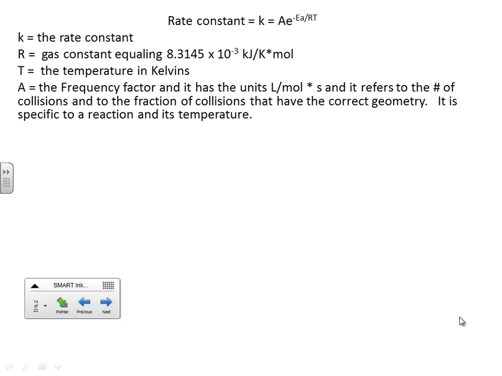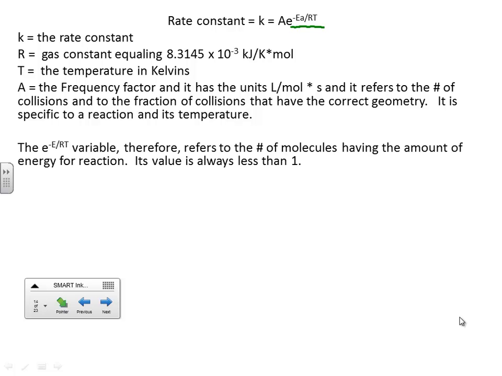In this equation, k is the rate constant, R is the gas constant, T is the temperature, and A is something called the frequency factor. And the frequency factor is particular to a specific reaction at a given temperature. This variable in the Arrhenius equation, the e with the exponent, refers to the number of molecules having the amount of energy for a reaction. Its value is always less than 1.